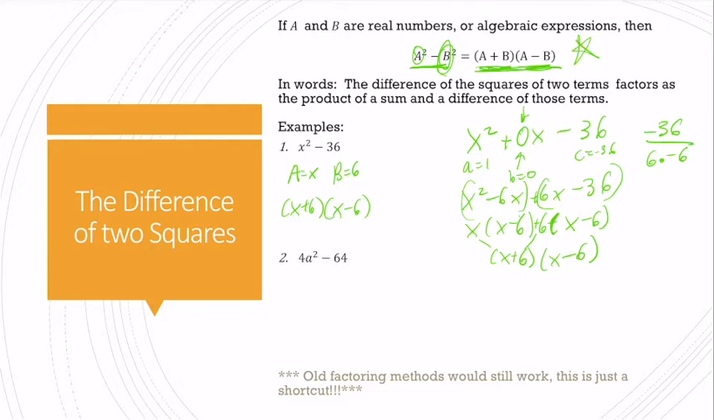Next, I have 4a squared minus 64. I need to go ahead and pull out that factor of 4, right? We always want to pull out the greatest common factor. So I'm left with a squared minus 16. That's going to give me a minus 4, because my big A is a, and 16, that's my B, which would give me 4. So that's going to factor to 4 times a minus 4, a plus 4.